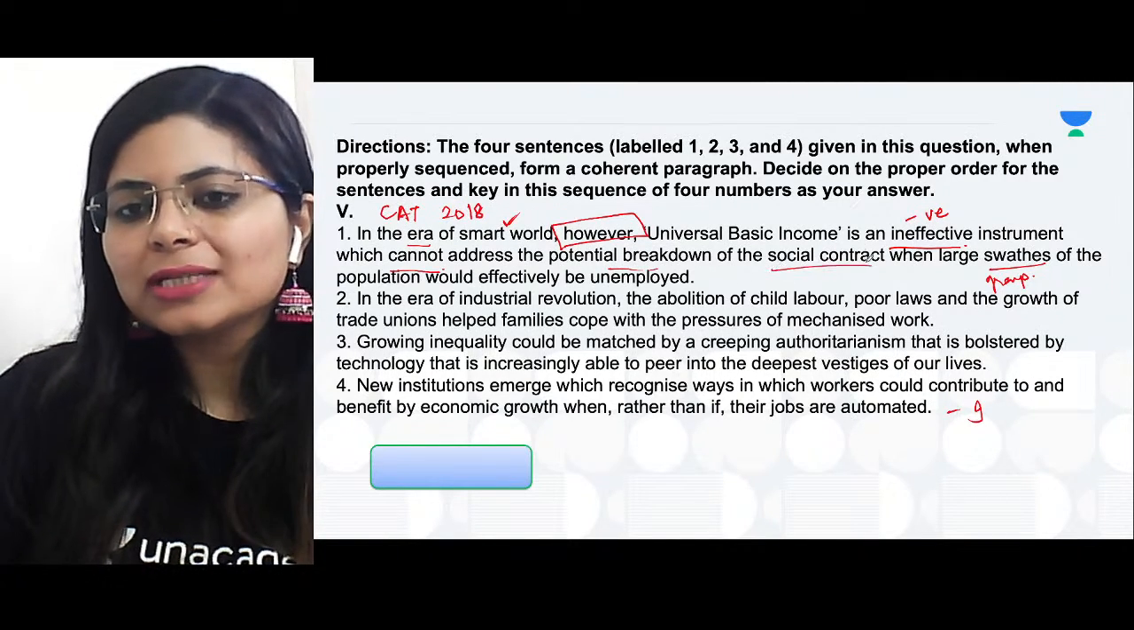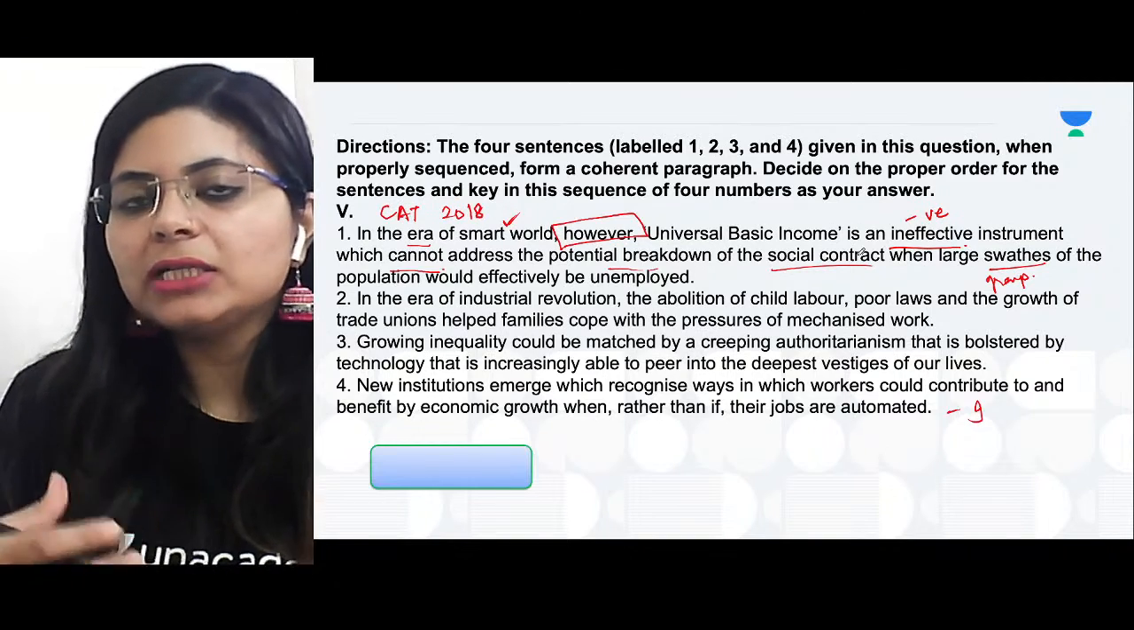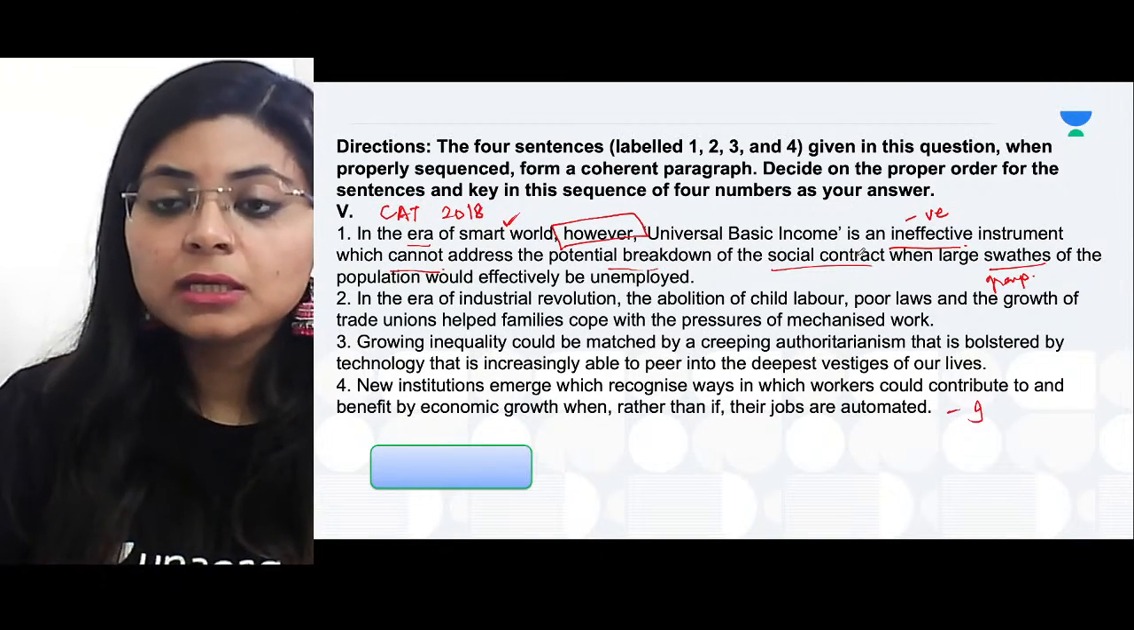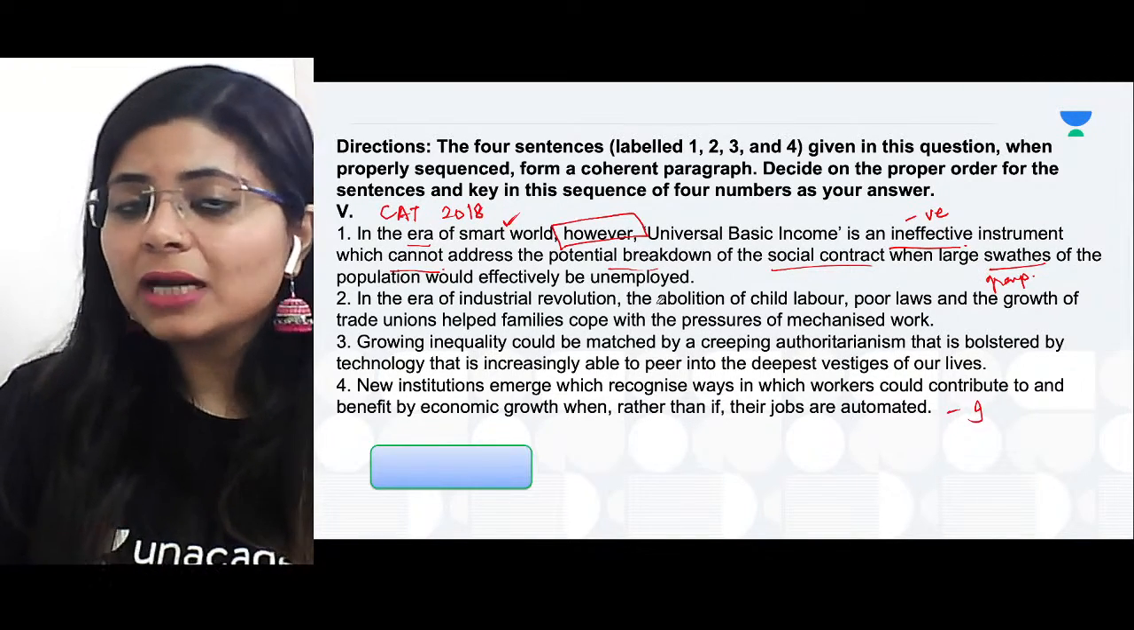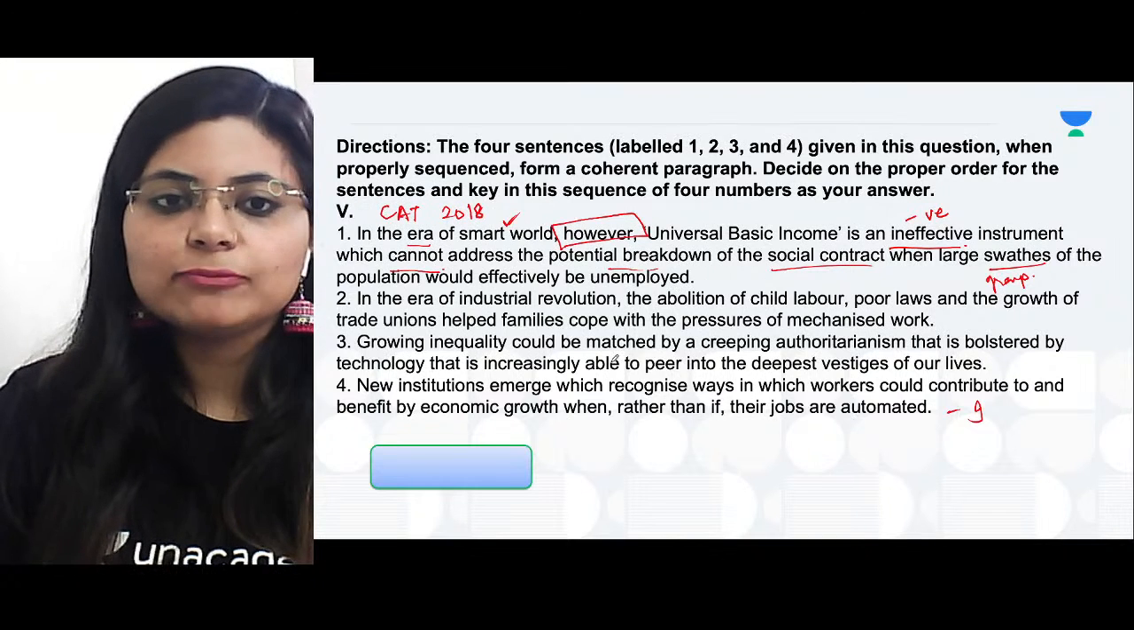किस चीज का breakdown of the social contract? Social contract is how the society and the government are behaving with one another and among themselves. Because large groups of population are then unemployed. So this is a negative point.